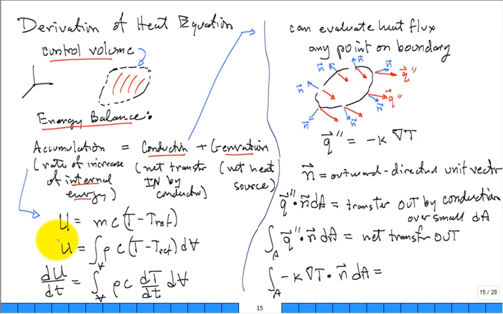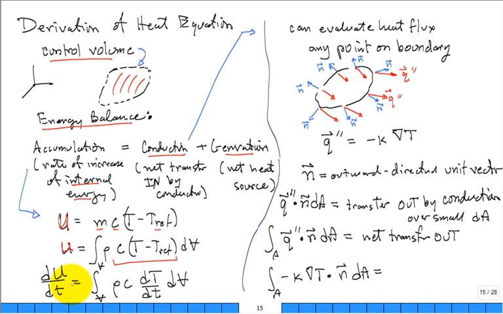So we work with the accumulation. What's the internal energy? Mass, specific heat, temperature minus a reference temperature. That's how you would measure it. If it's hotter, it has more internal energy. If it's colder, lower internal energy. So I want it for the entire volume. Go ahead and integrate over the entire volume. And then I want to take the time derivative of this term. Well, the volume location doesn't change with respect to time.